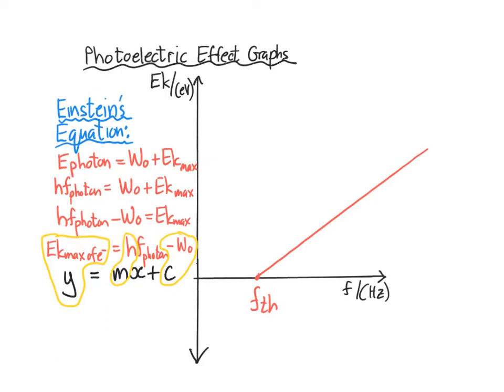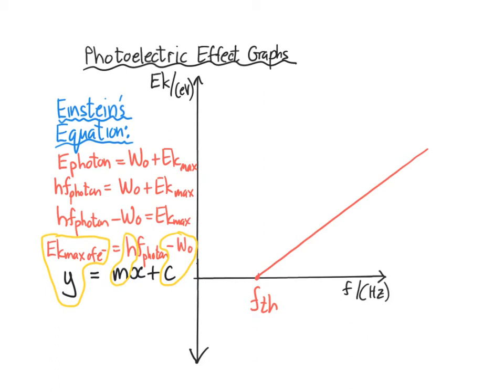Applying Planck's equation for the energy of a photon and substituting Planck's constant times the frequency of the photon in place of the energy of the photon, we get this equation. Now, rearranging it in such a way that we take W0 to the left-hand side, we then make the kinetic energy, the maximum kinetic energy of the electrons measured, which appears on the y-axis or on the dependent variable axis, the subject of this equation.